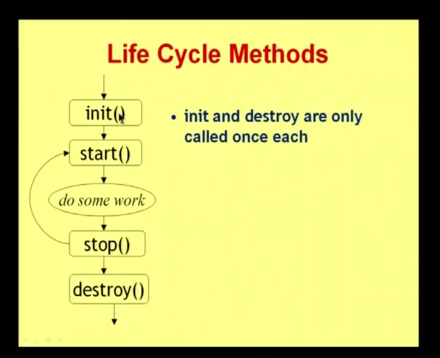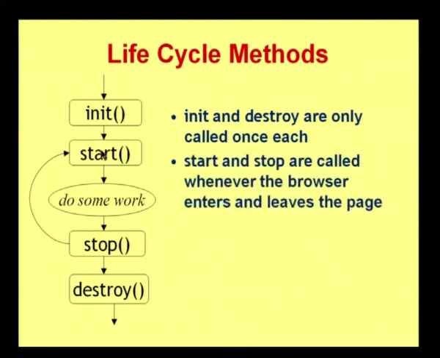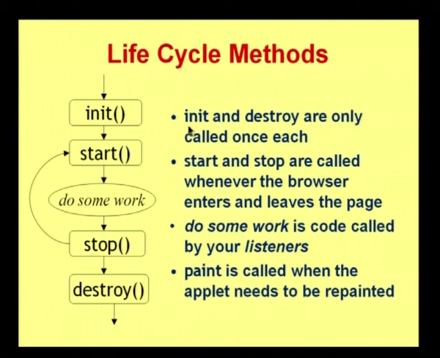You can see here your initial process is init. This is called once, and then your start method, and then you do any execution, any particular logic on your applet. After you perform your logic, you can stop and then again come to the start position, and finally you come out after destroying it. So, you can see your init and destroy methods are called only once. Your start and stop are called whenever the browser enters and leaves the page. If the same applet has to be repainted with some other contents, I can call my start and stop again and again.